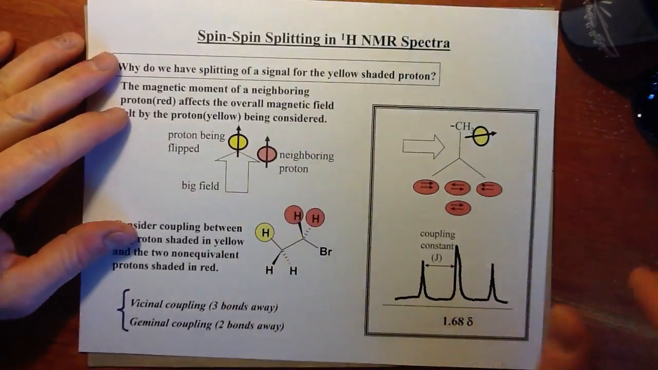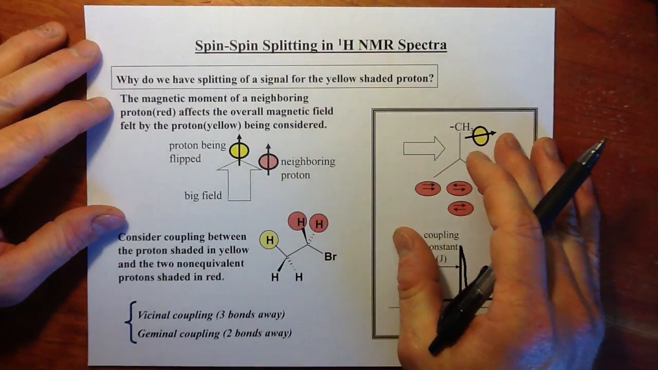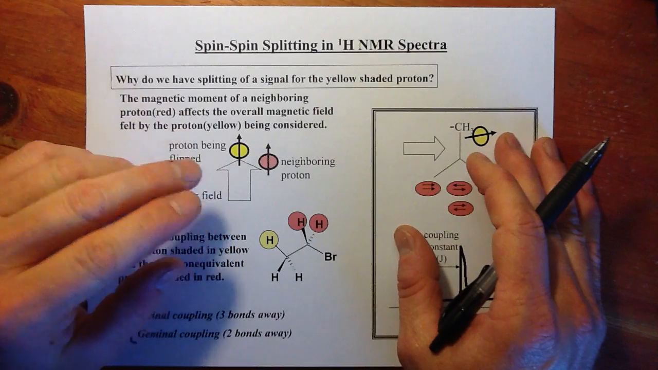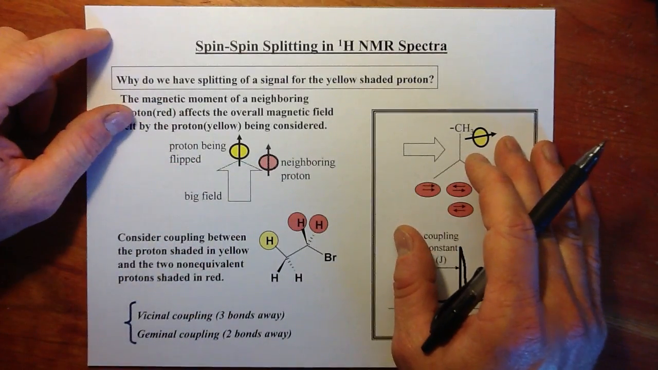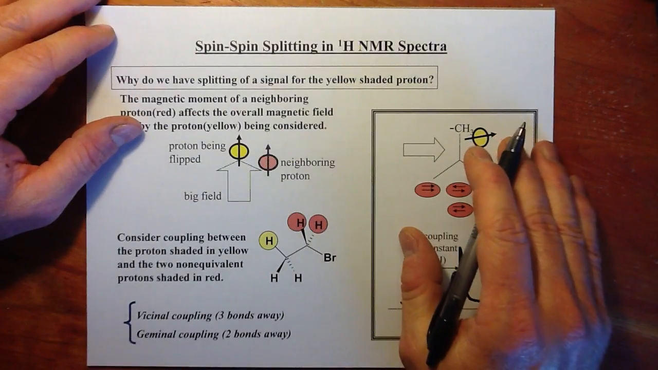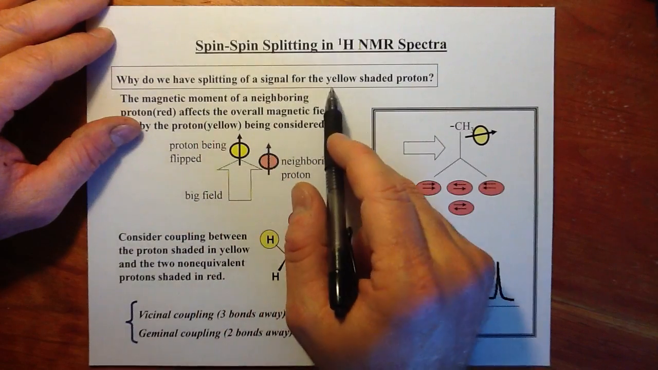All right, that's integration. Let's move into splitting, and we'll be done with the 3 boxes we have to unpack in our 4 steps: number of signals, arrange the signals, look at integration, and look at splitting. So what is splitting in proton NMR spectroscopy? Why do we have it?